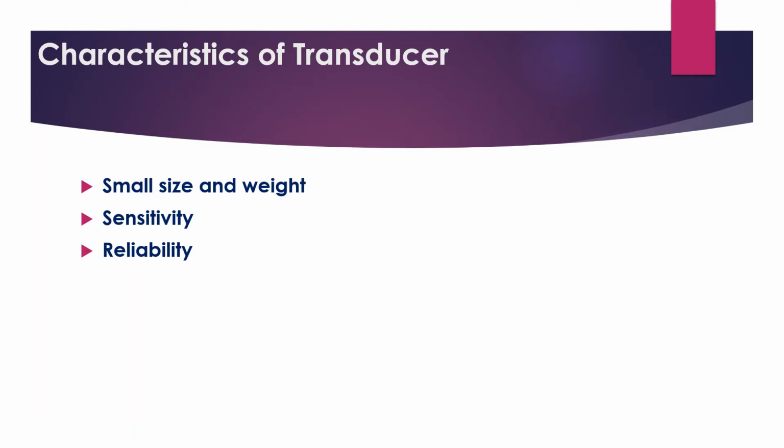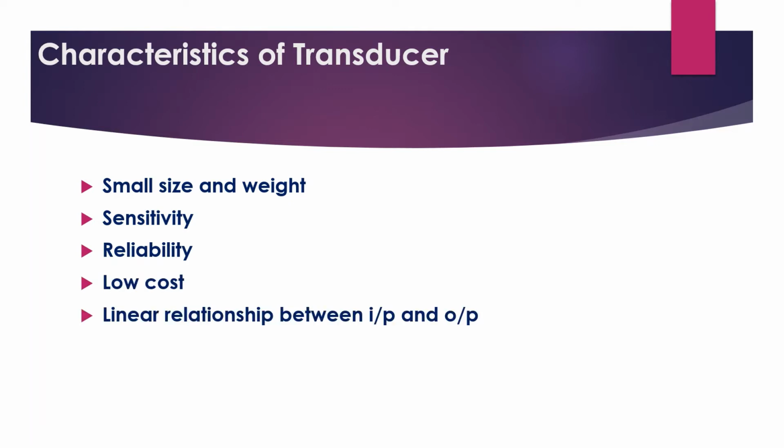So if you have designed a weighing machine to weigh around 100 kgs, and if it breaks down at around 50 kgs, is that reliable? No. So you make sure that when a transducer is selected, it has to be reliable over a particular range for which you are designing a particular instrument. And the most important part is low cost. Then there should be a linear relationship between input and output. That means whatever be the change in the input, the same should be produced at the corresponding output.